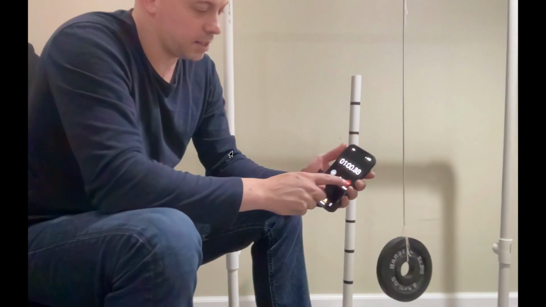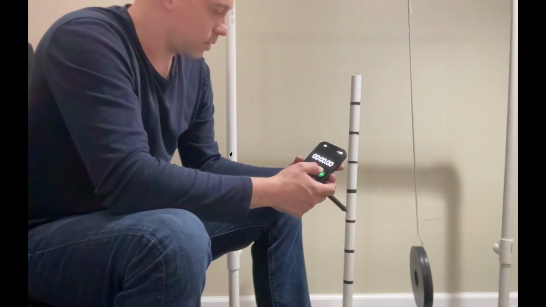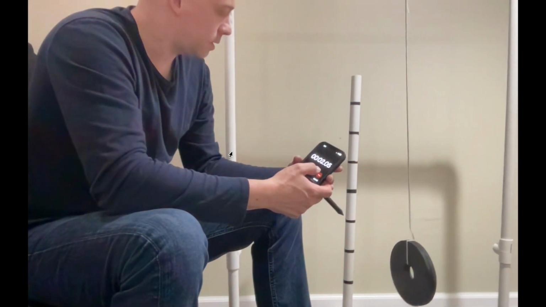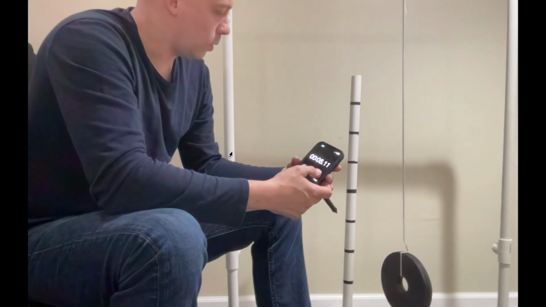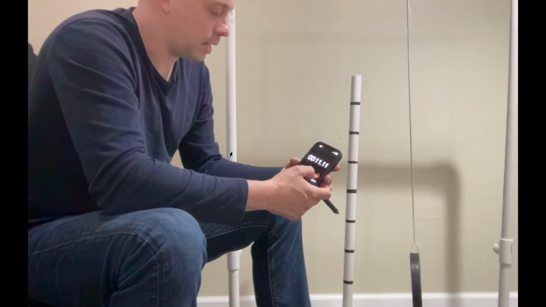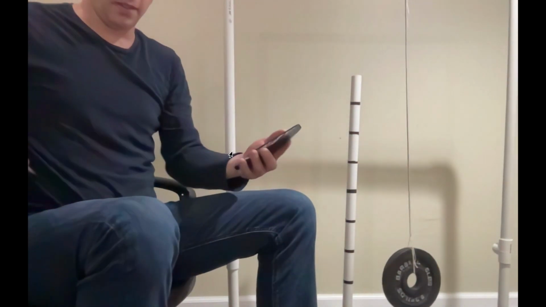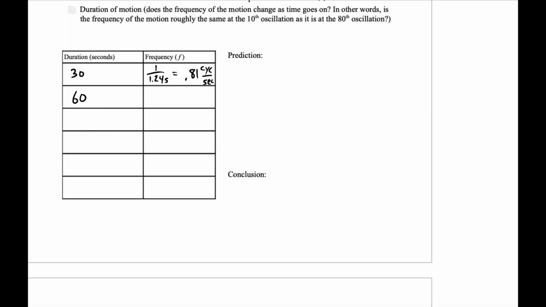All right, there's 60 seconds. So let's do the calculation of the frequency. So start. 1, 2, 3, 4, 5, 6, 7, 8, 9, 10. And so it's 12.58, very similar to what we had before. I don't believe it's substantially different. 0.79 cycles per second.